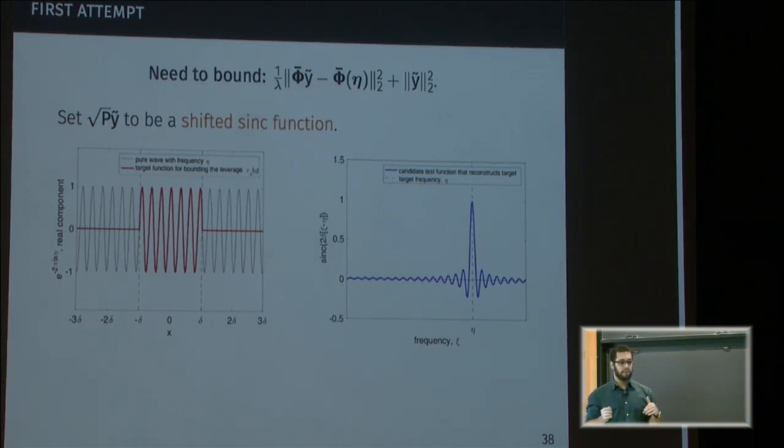You don't mind that it will blow up outside this range? I don't care. I'm just saying I'm only going to do it between negative delta and delta. Yeah. And it will blow up outside. Yeah. So it would be really low degree. Yeah, exactly. So it sort of has to.